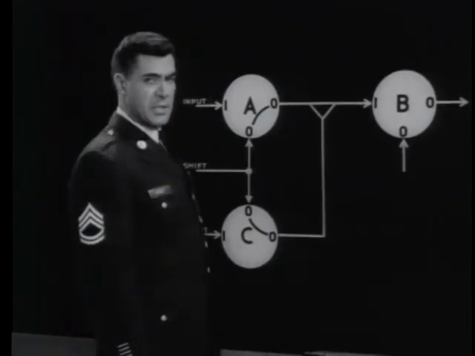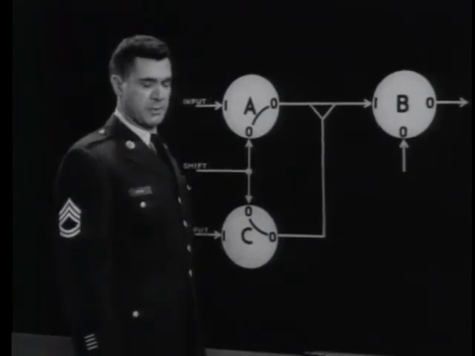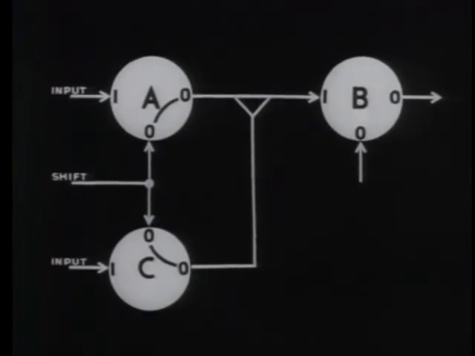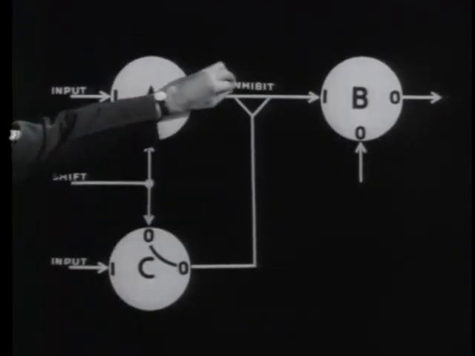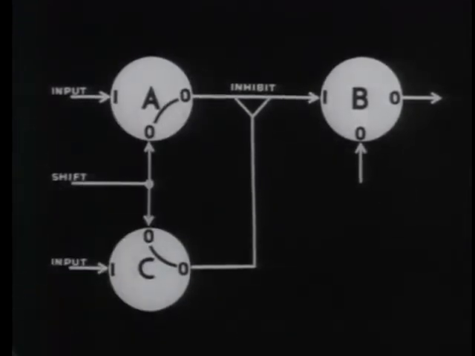But this output from C serves a special purpose. Whenever it occurs, it will prevent or inhibit the flow of current from core A to core B. And this action gives the loop its name, the inhibit transfer loop.